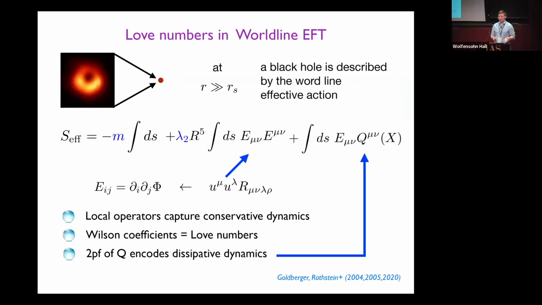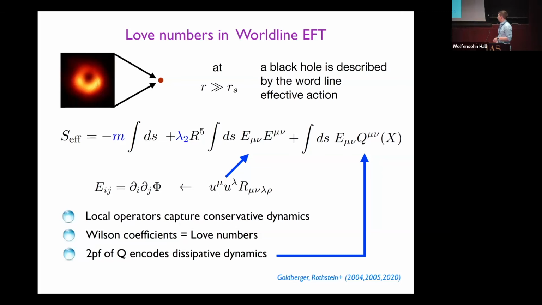So the way we define Love numbers consistently in GR is we use the worldline effective field theory by Goldberger and Rothstein. So the idea is that a black hole or neutron star or anything else, at very large distances, will appear just as a point particle, and then we can describe the departures from the point particle description by writing down effective operators coupled to the worldline, and the leading one will correspond to this electric tidal field, which is basically the Riemann tensor properly contracted with the four velocity. So this is something that reduces to the usual tidal tensor in the Newtonian limit.